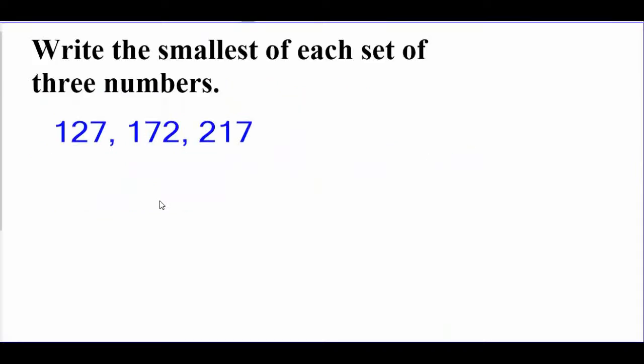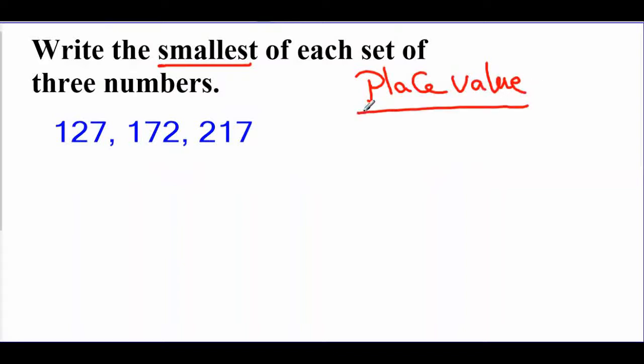Let's start with this question. It says, write the smallest of each set of three numbers. To find the smallest or greatest, or to compare numbers, I have to take care of the place value. So to find the greatest or the smallest, I have to look at the greatest place value in these numbers, which is hundreds. So here is hundreds, hundreds, hundreds.